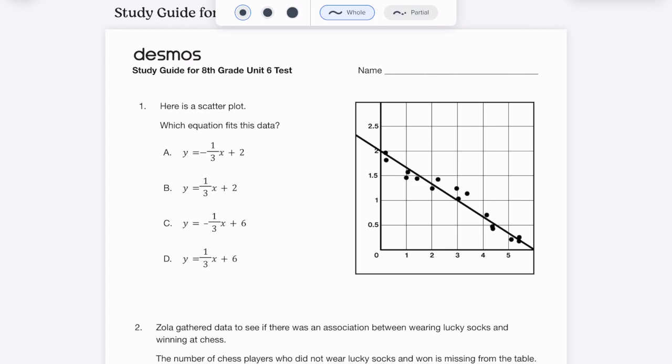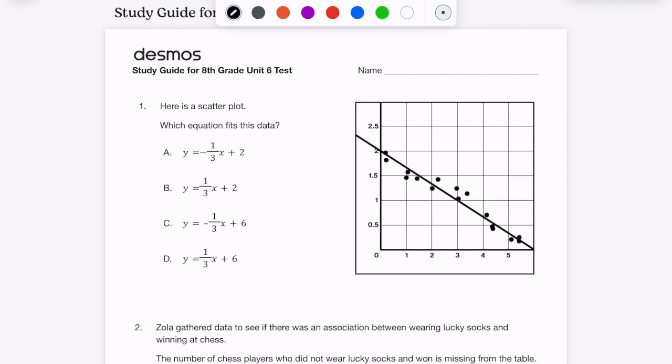Question 1. Here is a scatter plot. Which equation fits this data? So we have a scatter plot and then we have a line of fit for the data, and we're trying to say which of the equations of the line, what's the equation of the line that's graphed there.